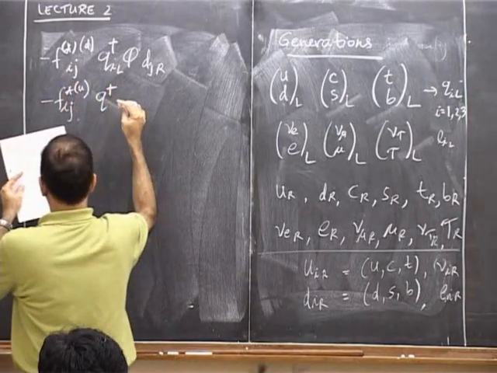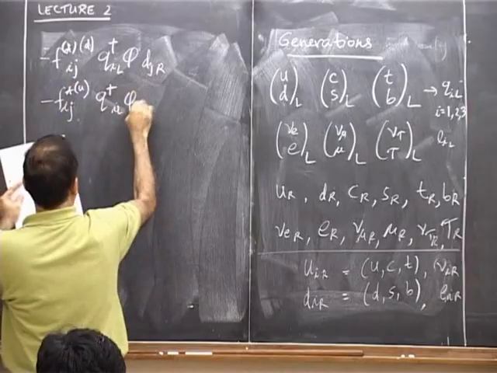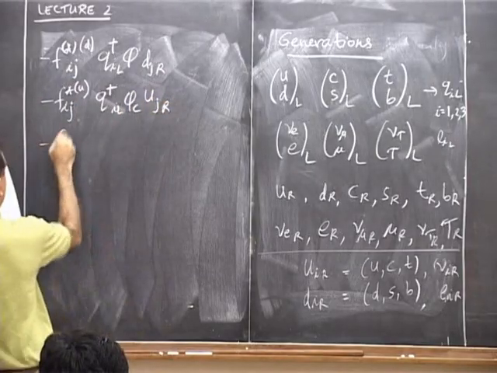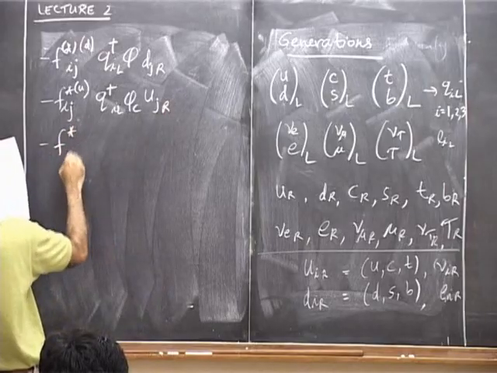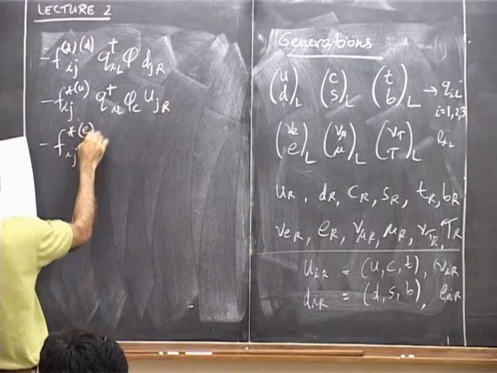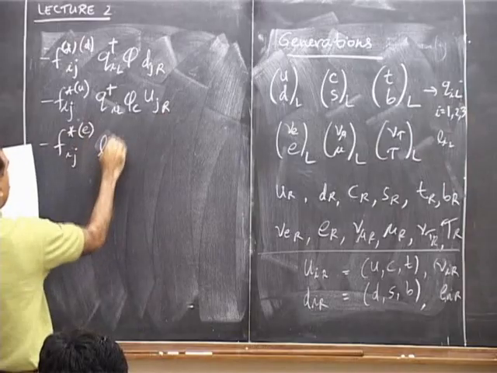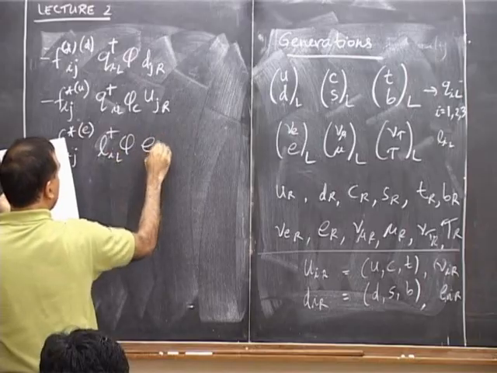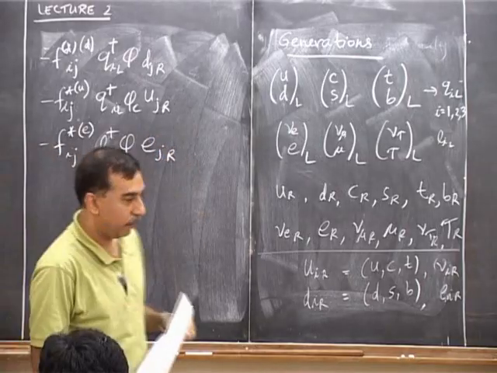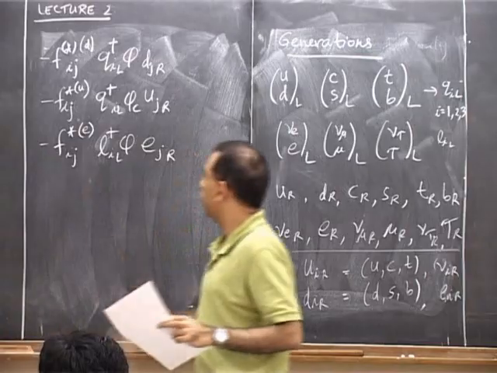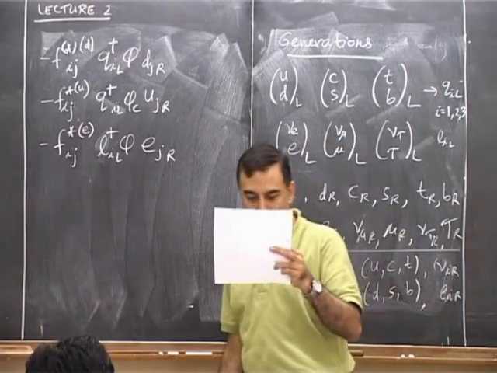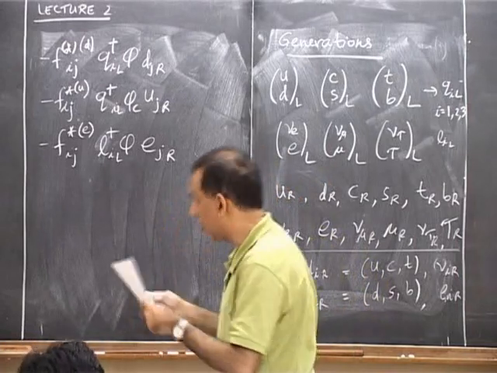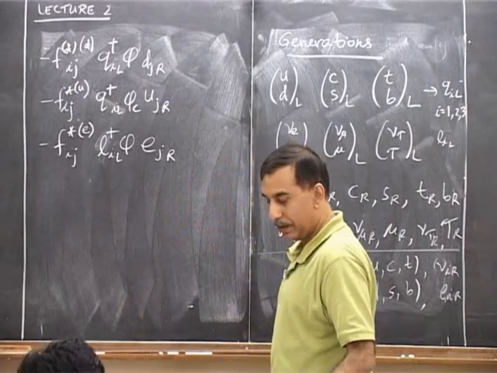So here's Q dagger I left, phi charge conjugate, and the up type quarks, and finally F star Ij of the left-handed electron doublets, phi and right-handed electron type singlets. Okay. So these are 3 independent 3x3 matrices. These are the Yukawa couplings.